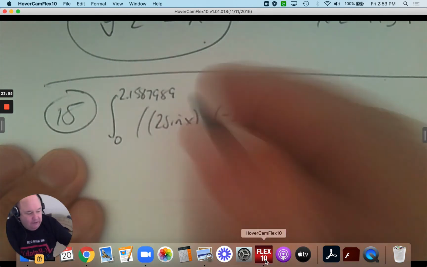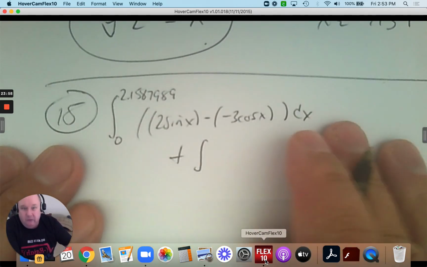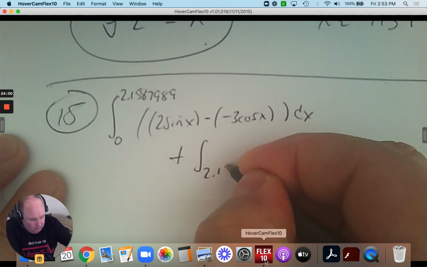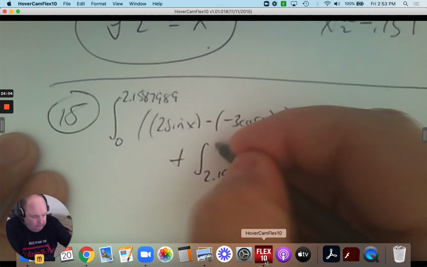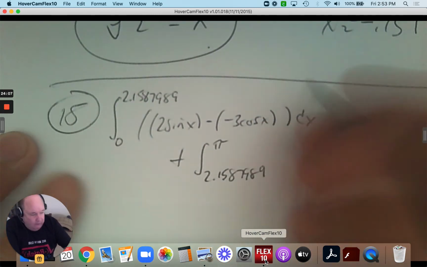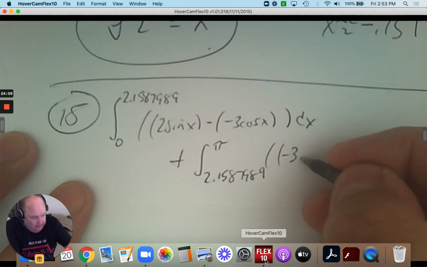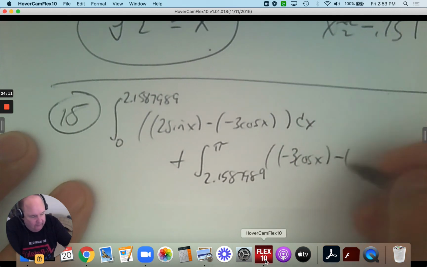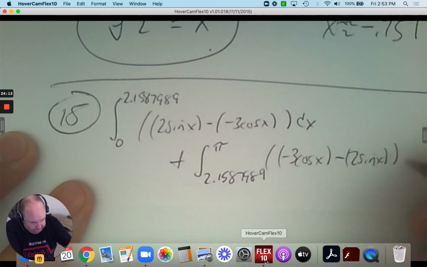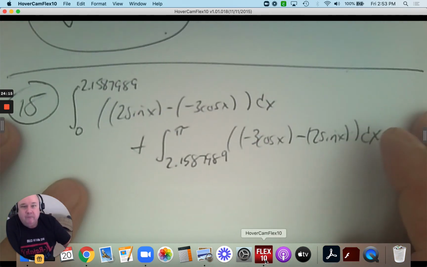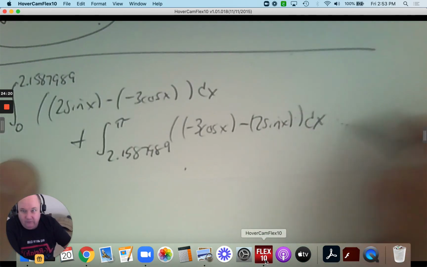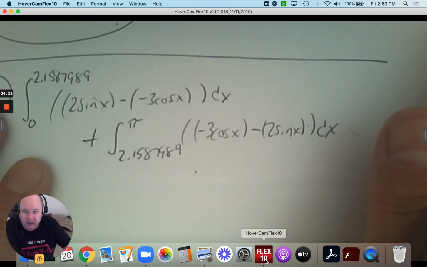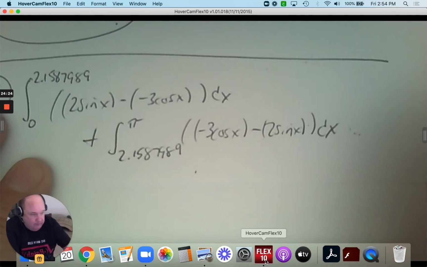Now the second integral goes from 2.1587989 to pi. That's the second one, and now it's switched: negative 3 cosine x, then subtract 2 sine x. So that's the setup that we're going to put in our calculator, and then we'll write down the answer. If you want to, you can press pause and then type it in with me when you press play, and we'll do it together.